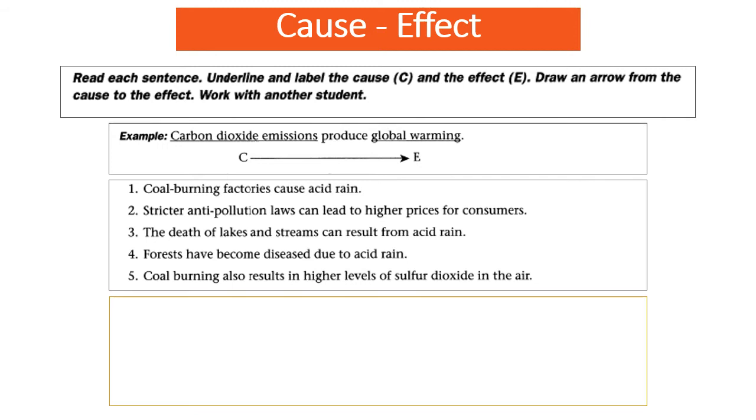Carbon dioxide emissions produce global warming. Okay, so for this example, we can see that the cause of this sentence is carbon dioxide emissions. This is the cause, and the effect is global warming. Okay, let's do number 1 until number 5. You can pause this video a moment.